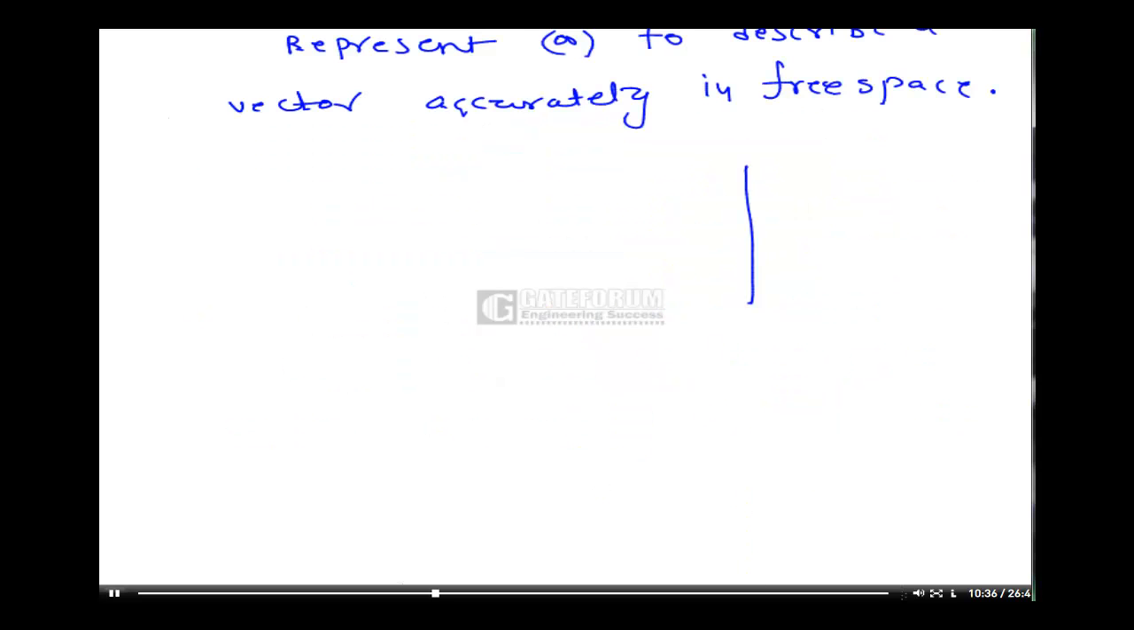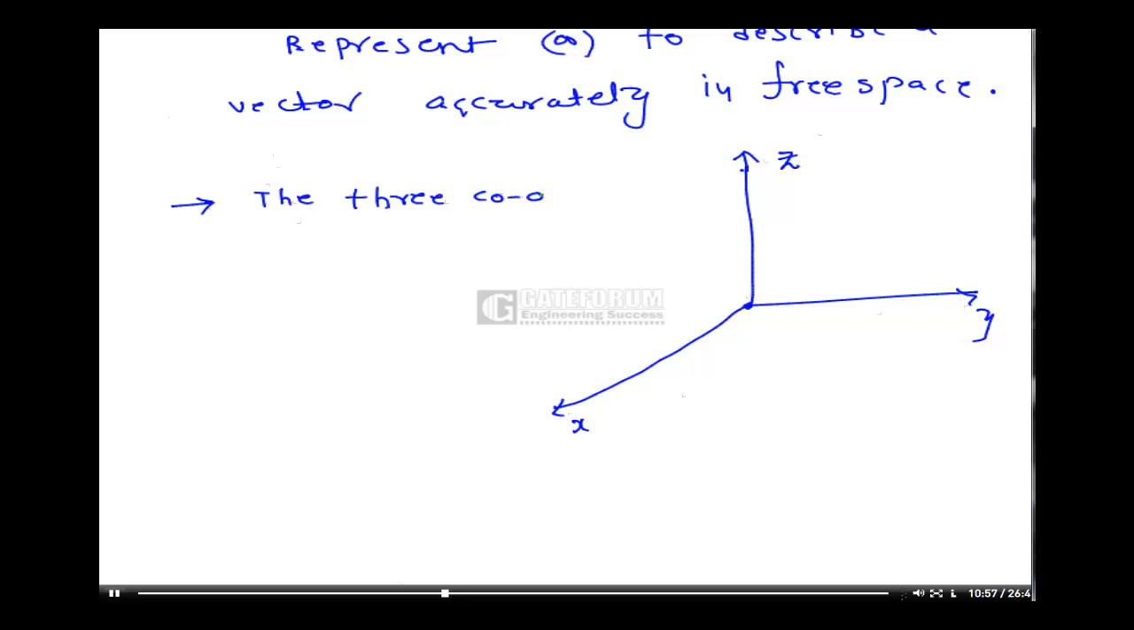Suppose this is a coordinate system with x, y, z. The rectangular coordinate system is represented like this: x, y, z. The first point is that the three coordinate axes are perpendicular to each other. That is, x, y, z are 90 degrees to each other.